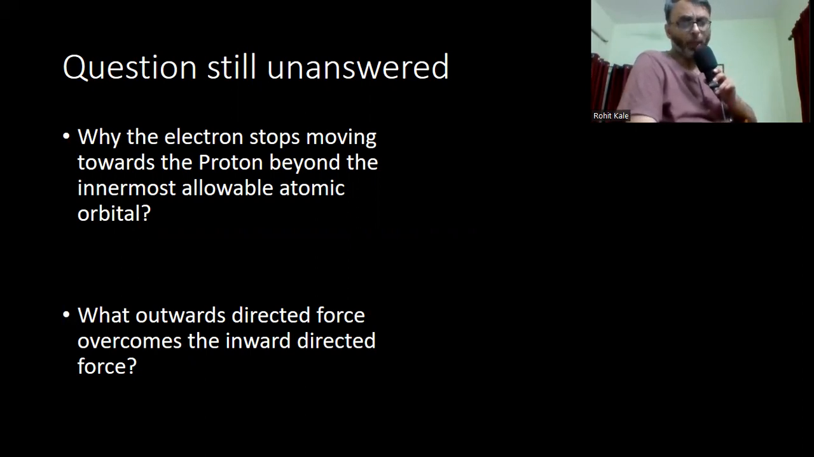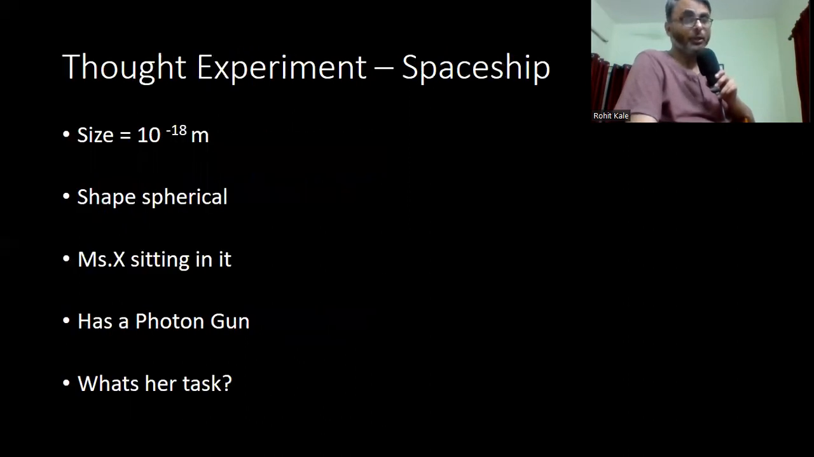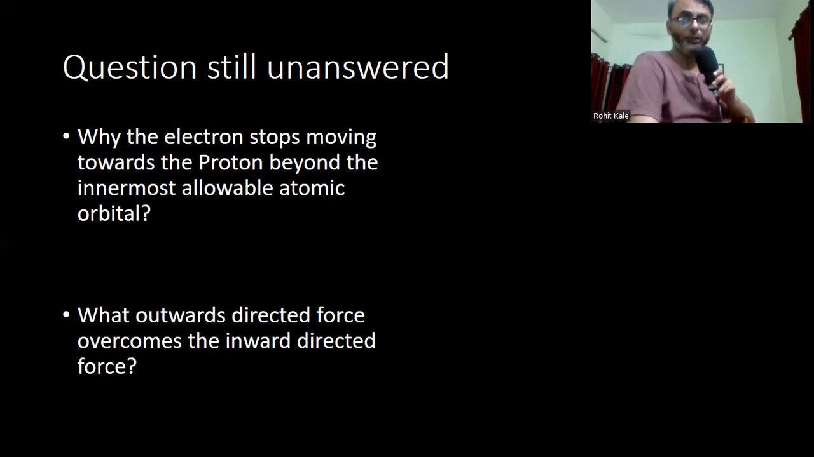So what is the outward force which overcomes the inward directed force? There's an inward directed force from the electron to the proton. This will not go away by itself. How should it go away? It should not go away. But if it doesn't go away, then the electron should keep falling. Why is it not? What is the counter force which stops it at the first and innermost orbit? We don't know. So this is not okay. Here we end what we know. This is what we know for now.